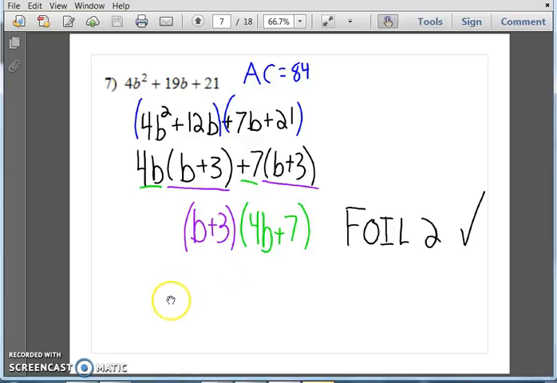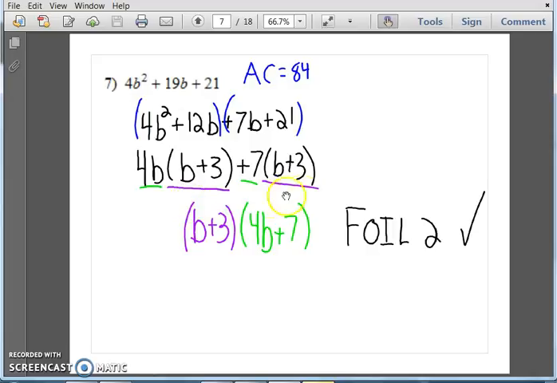So all I'm going to do is rewrite 19. Instead of saying I have 19 B's, I have 12 plus 7 B's. And then I group the first two numbers and last two numbers together, and I pull out a GCF. The GCF of 4B squared and 12B is 4B, and I'm left with B plus 3. The GCF between 7B and 21 is 7, and I'm left with B plus 3.